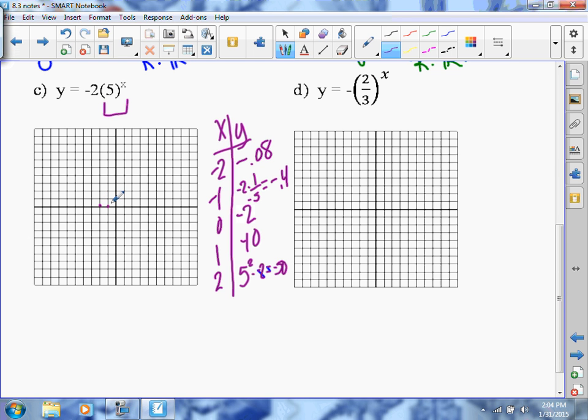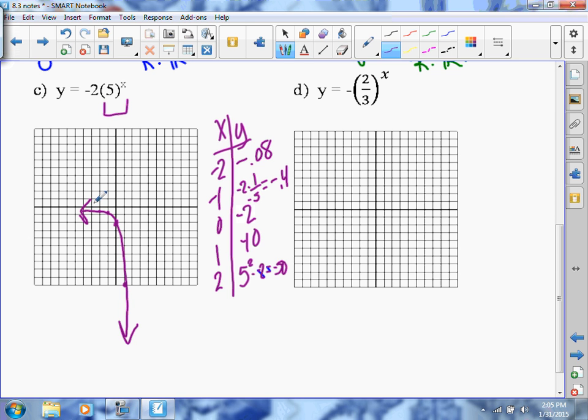Oops, they're supposed to be negative, though. Going on the wrong side of the number line here. Okay, let's try again. Okay, -2, -0.08. -1, -0.4. 0, -2. 1, -10. And the other one won't fit on the graph. But we can see that this graph really decreases rapidly. So this is definitely going to be a decay graph.